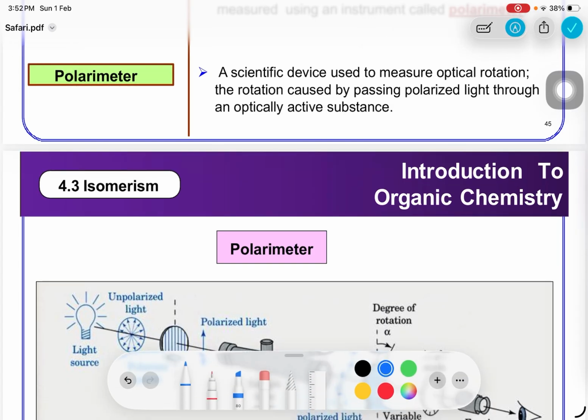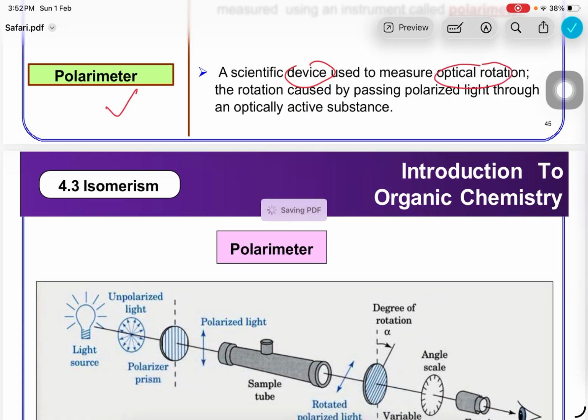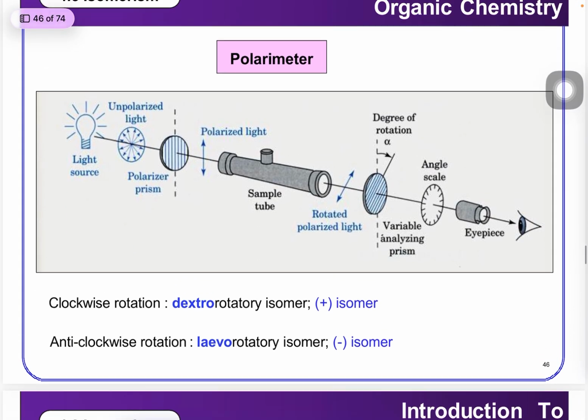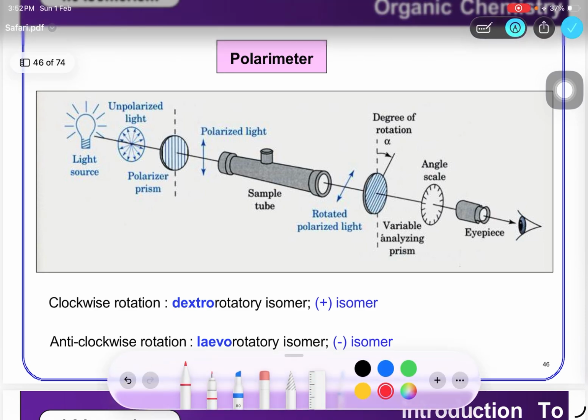Okay, next we are going to discuss the polarimeter. This is a device to measure the optical rotation. So basically the rotation will involve clockwise and anti-clockwise.